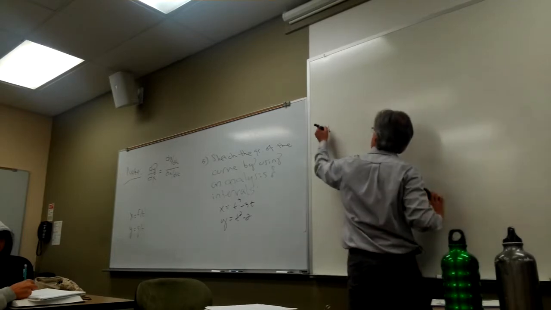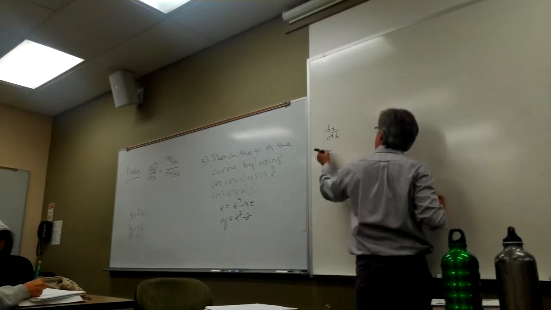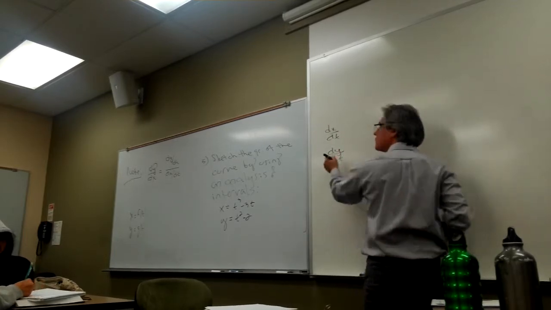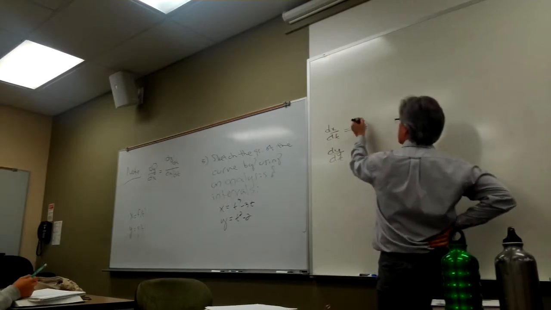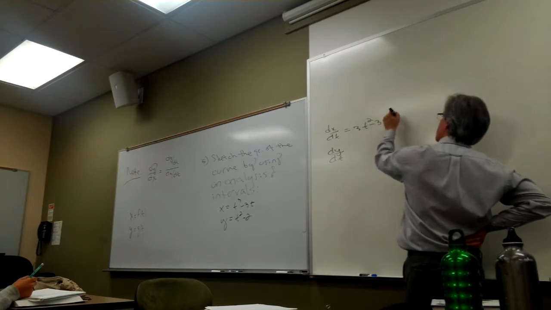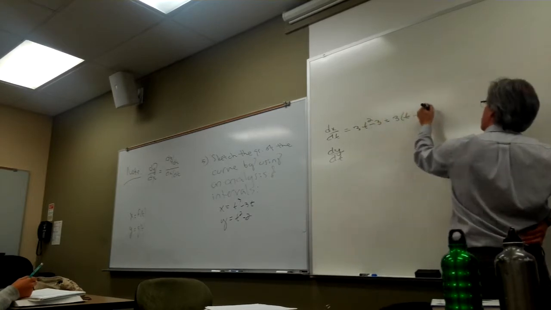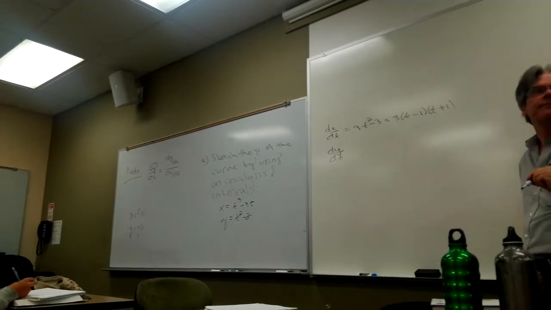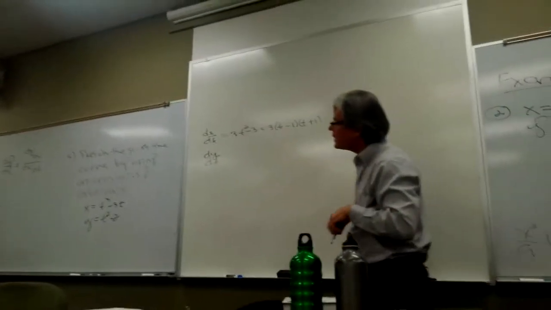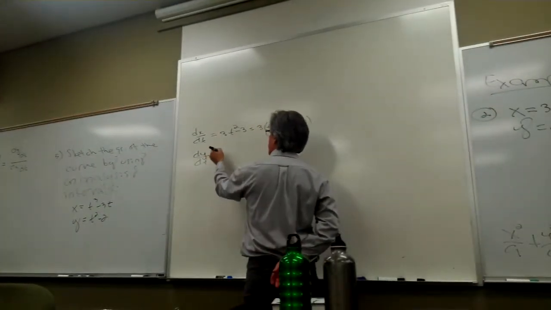Let's compute dx dt. Let's compute dy dt and find their zeros. I think dx dt merely gives me 3t squared minus 3, or shall I say 3 times the product of these two binomials. Man, I didn't know it was going to be that nice. Sorry. I think dy dt is pretty straightforward.